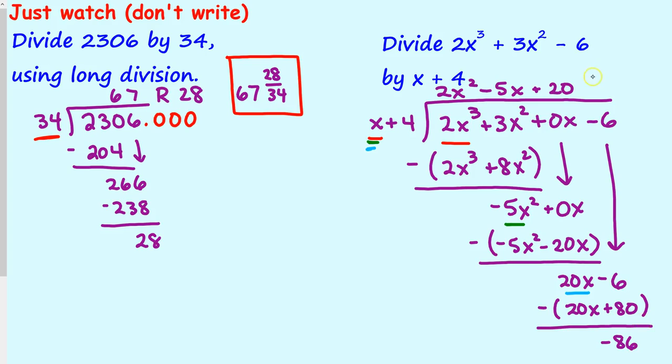So what I can do is just write minus 86 over x plus 4. So that's what polynomial long division looks like. Now imagine if the remainder was actually 0. What would that mean for you? If the remainder is 0, that means something went in evenly, and that means you have a factor. So that's going to be a really important part of today's lesson.